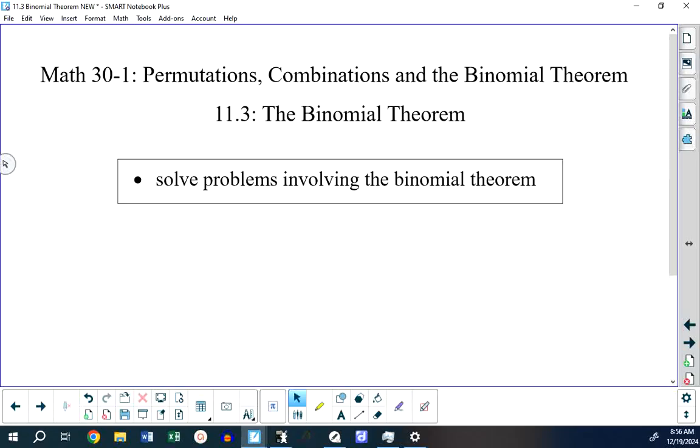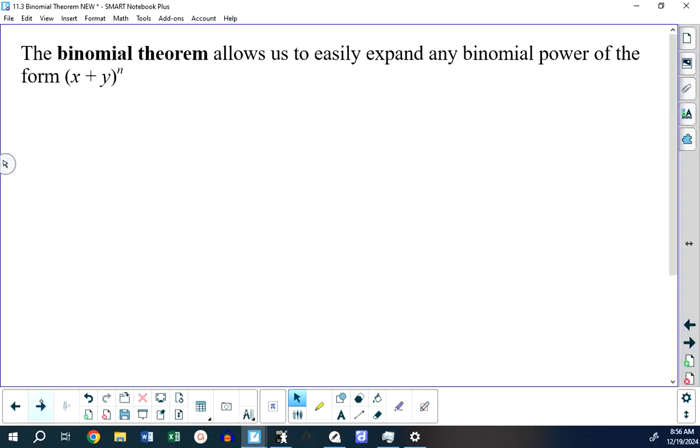We're going to be looking today at something called the Binomial Theorem. We're going to be solving problems involving the Binomial Theorem. And the Binomial Theorem allows you to easily expand any binomial power of the form (x + y)^n. So if I write (x + y)^10, which means x plus y times x plus y 10 times, at the end of this lesson, you should be able to write out what it's equal to. And it will not be a matter of multiplying everything out.